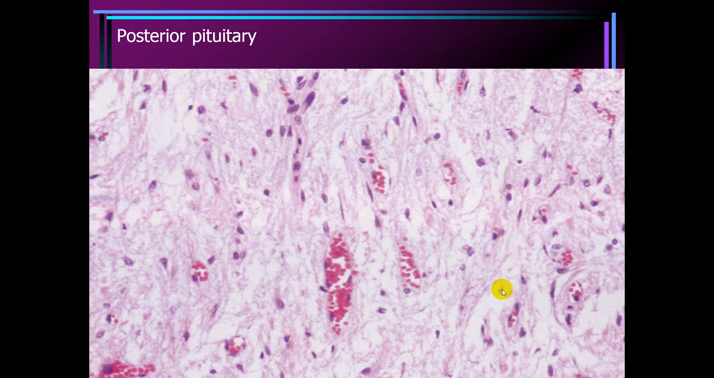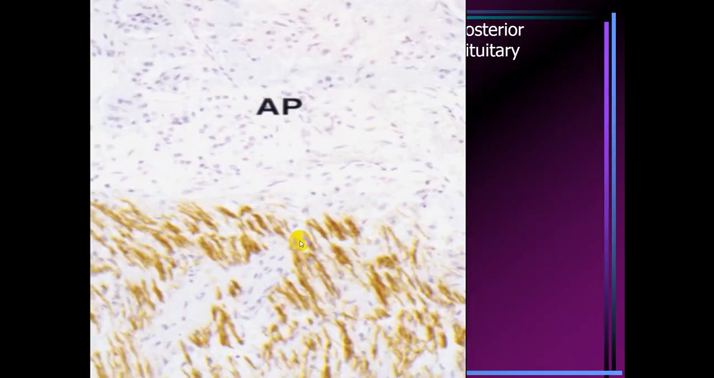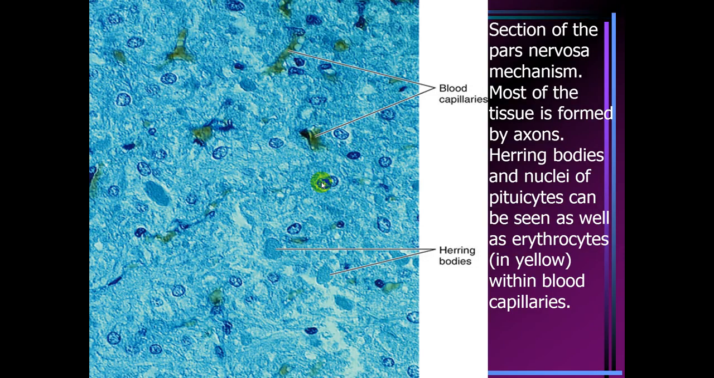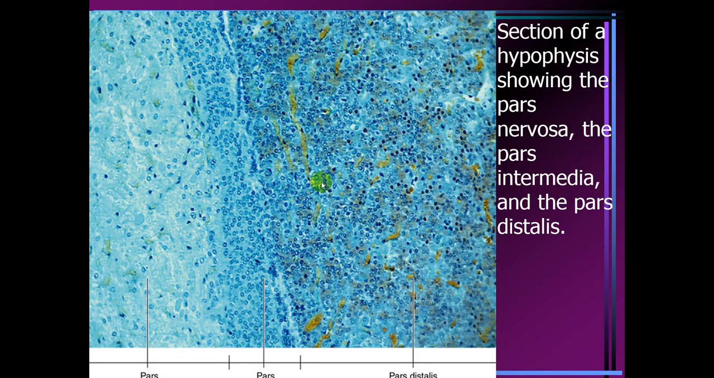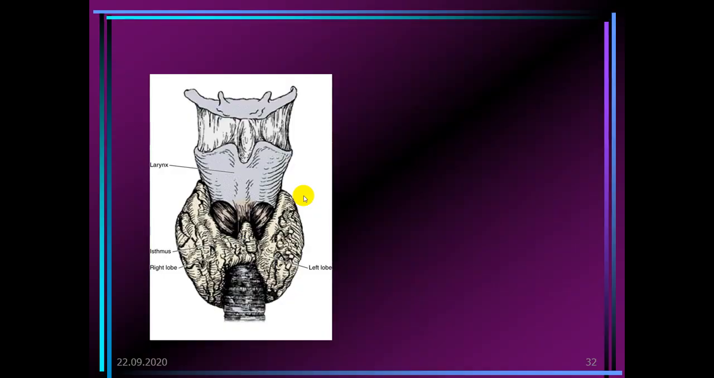Posterior hypothalamus is not clearly visible after the hematoxylin staining, and you can see this on the picture. Herring's bodies are not visualized. Again, the pars nervosa after hematoxylin staining: many components are absent.